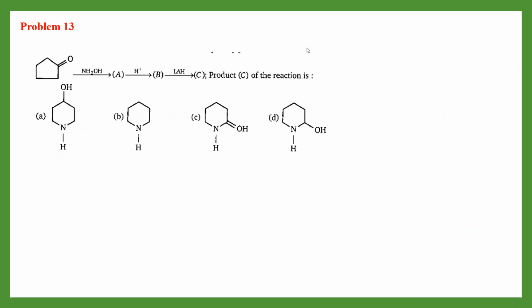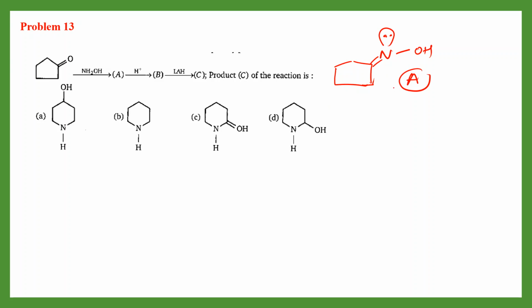Okay. Problem number 13. This is your reaction sequence. You have to tell the product C of the reaction. First, Suman, tell me in the first step what will form? Oxime will be formed. Very good. You will get oxime, double bond NOH. Correct? This is your A.